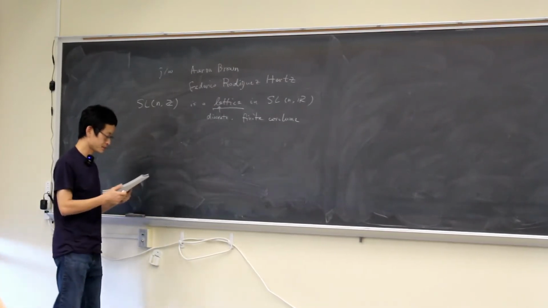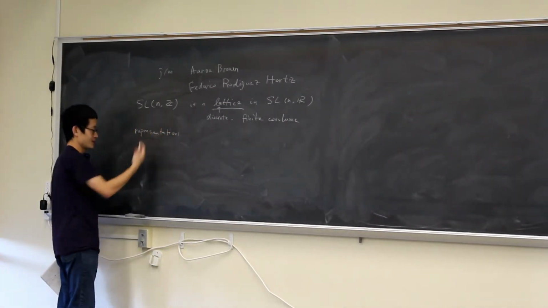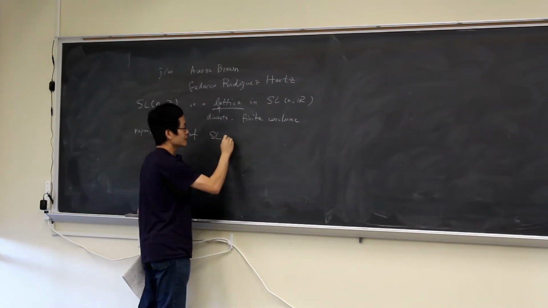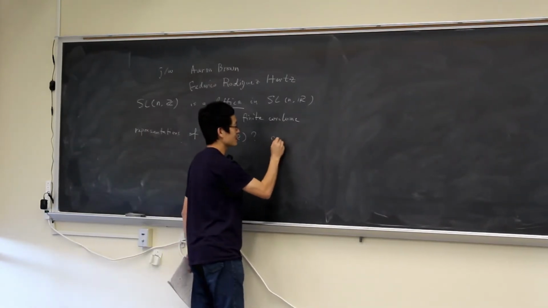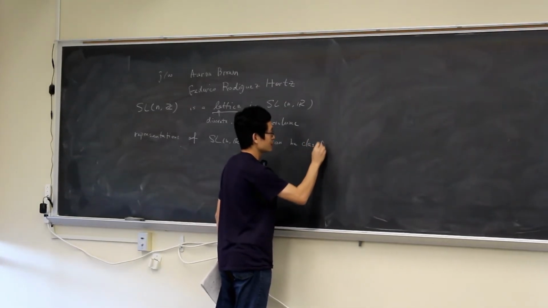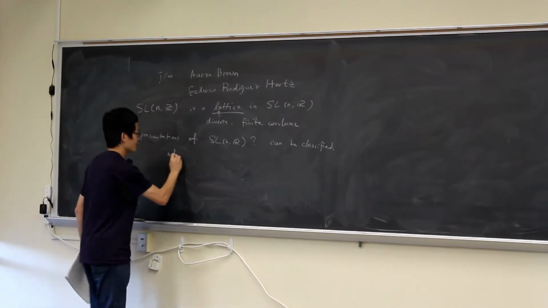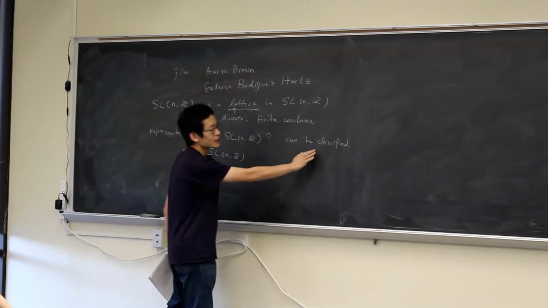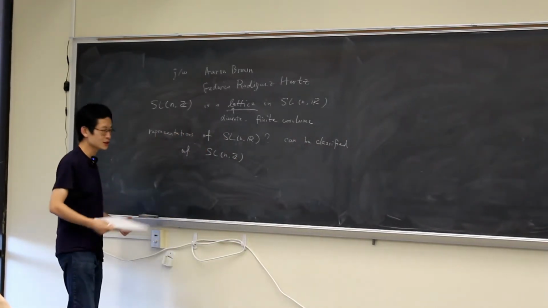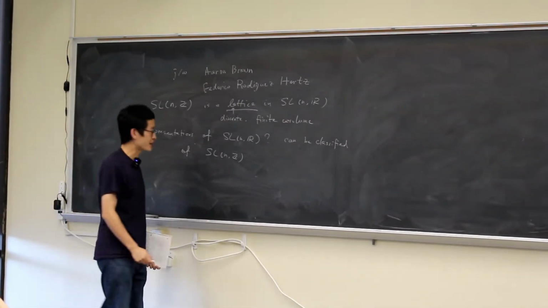Okay, then let's just have some appetizers. We can ask what are the representations, let's say finite dimensional representations of SL_n(R). You can classify them. So these can be classified. But what are the representations of SL_n(Z)? If you open a book, there's a standard list of representations of SL_n(R). But for representations of SL_n(Z), there is a dichotomy. The bad example is SL_2(Z).